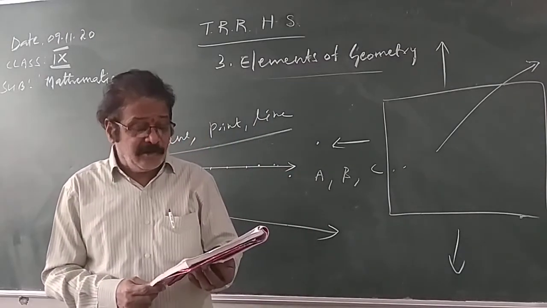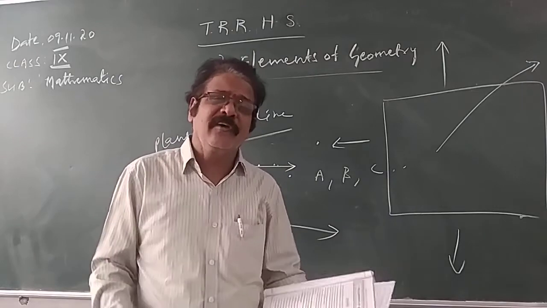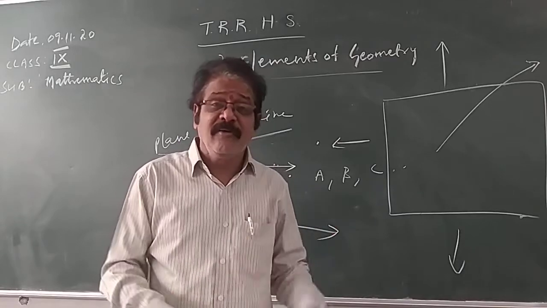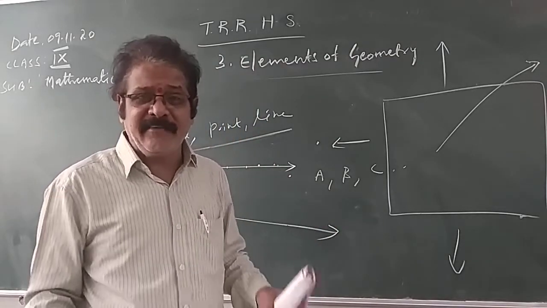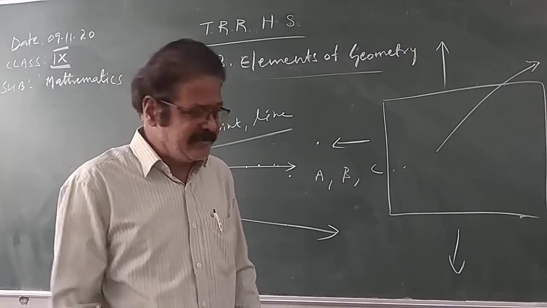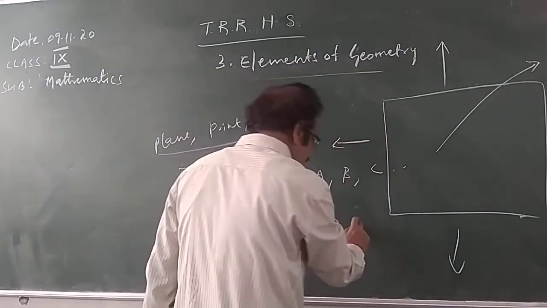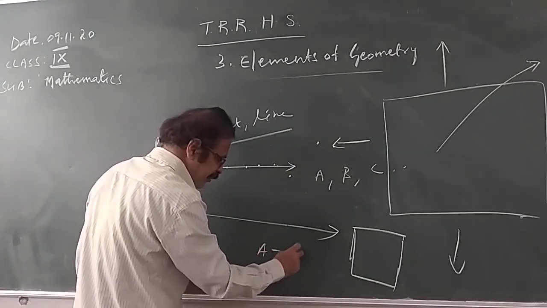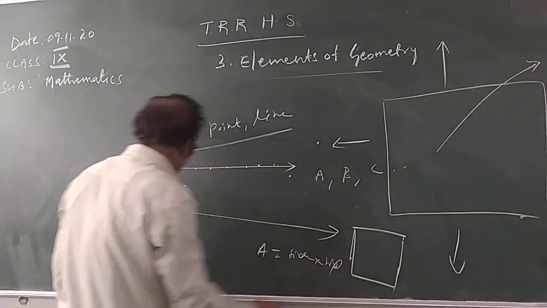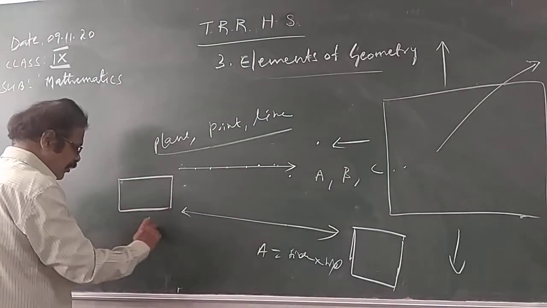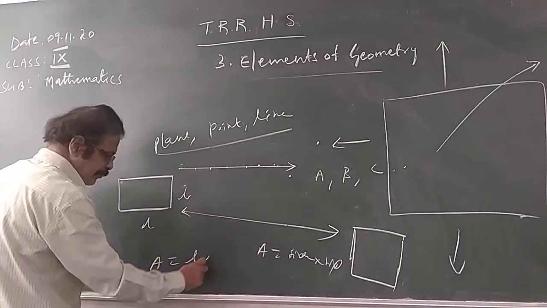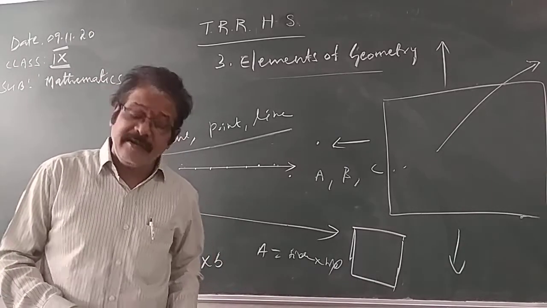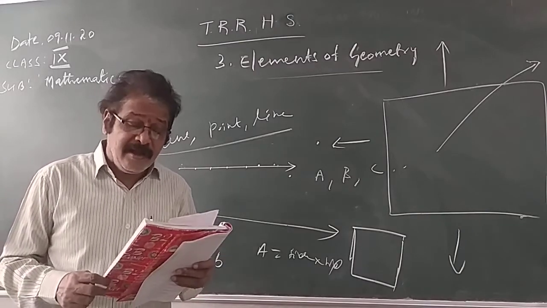The Egyptians developed and studied a number of techniques and rules for calculating simple areas. For example, if the land is in the form of a square, how do you find the area? Side into side. If the land is rectangular, what is the area? L into B. Like this, the Egyptians developed a number of techniques and rules for calculating simple areas.